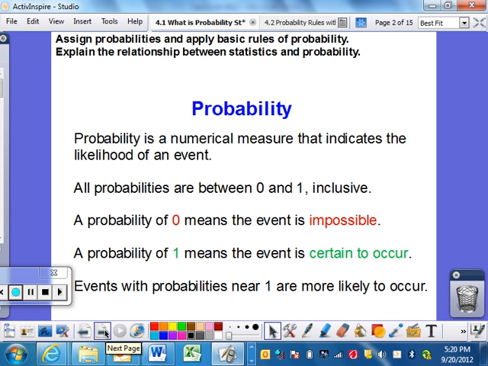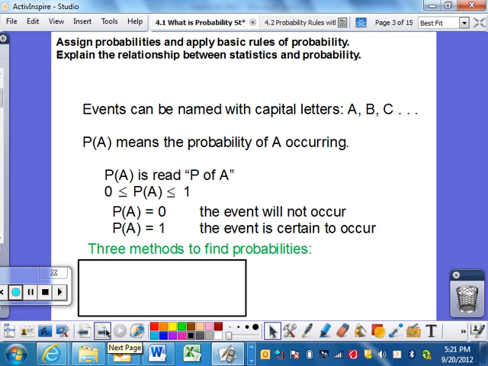Okay. Probability is the numerical measure that indicates the likelihood of the event. It can be anywhere from impossible, which is 0%, or certain to occur, which would be 1 or 100%. Every probability has to be within that range, and obviously the closer you are to 1, the more likely it is to occur. Capital letters are what we use to name an event. So the probability of A, that's how I read this right here. Probability of A means that's the probability of something occurring. Once again, like I said, it's between 0 and 1. Obviously, a probability of A equal to 0 is not going to occur, and a probability of 1 definitely is going to occur.